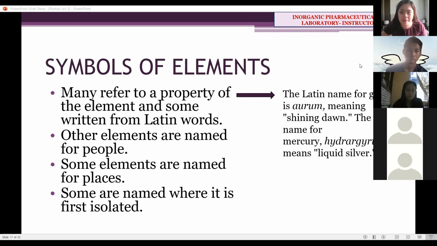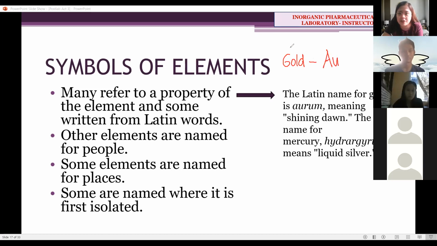Now, how do we name, paano ba gi-name o paano ba gihimo ang symbol sa mga elements? These are the things nga gikwaan sa mga names o symbols sa element. Number 1, many refer to a property of the element and some are written from Latin words. So depende, ang uban naay mga elements nga ang ilahang symbol gikan sa ilahang Latin na word or gikan sa ilahang characteristic. Parehas kay gold, di ba? Ang symbol naton kay gold kay AU.